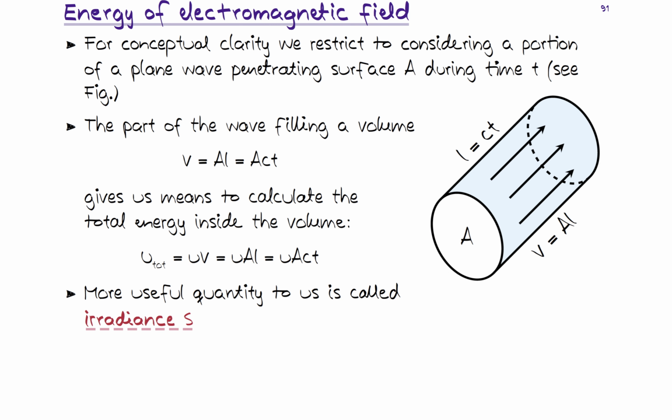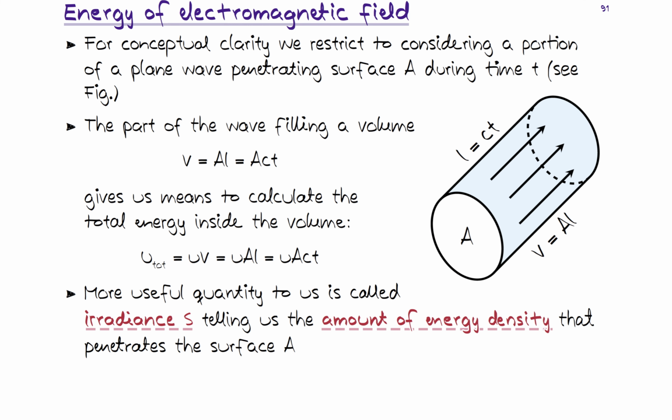A more useful quantity to us in future is called irradiance, and we will try our best to use S to describe irradiance. Sometimes I is also used, but then there's always the possibility that we confuse irradiance with intensity. So I will try my best to use irradiance S during this course. And this tells us the amount of energy that penetrates the surface A. This is how we define irradiance. It's energy that penetrates a given surface A during a time interval of t. In another way of saying, in unit time.